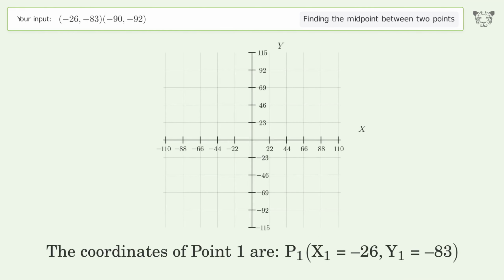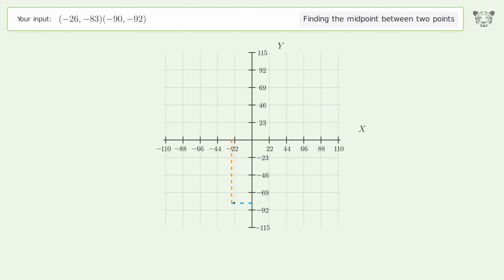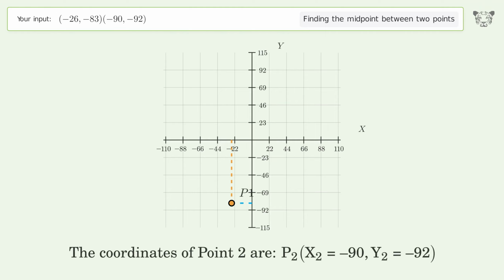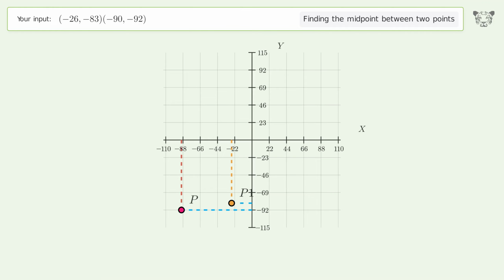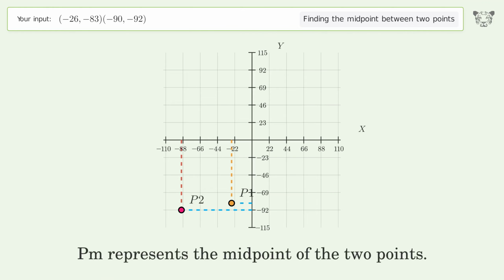The coordinates of point 1 are, x1 equals -26, y1 equals -83. The coordinates of point 2 are, x2 equals -90, y2 equals -92. PM represents the midpoint of the 2 points.